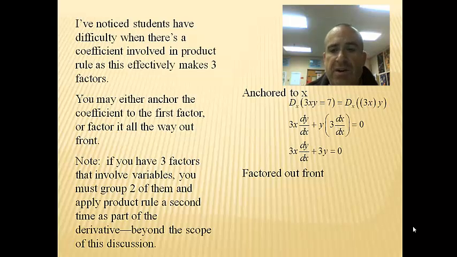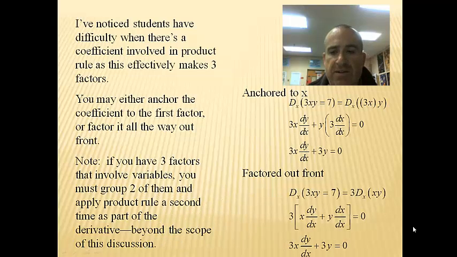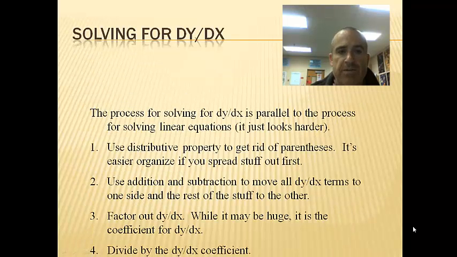Anchor the 3 to the x value. So then when I use the product rule, the 3x left alone times the derivative of y, dy dx, plus the y left alone times the derivative of 3x, which is 3, and you get your answer. Another option is to factor it out front. Move the 3 out front, and then just take the derivative of xy using the product rule.